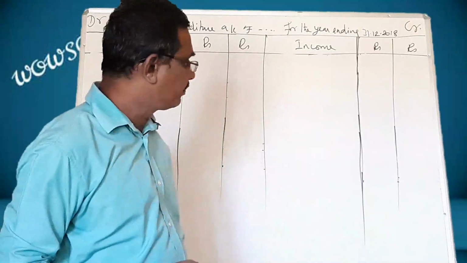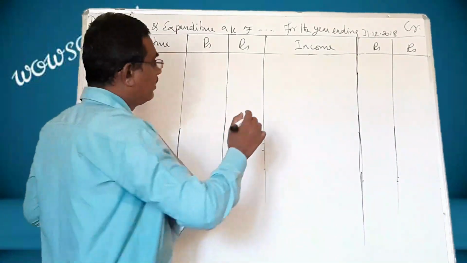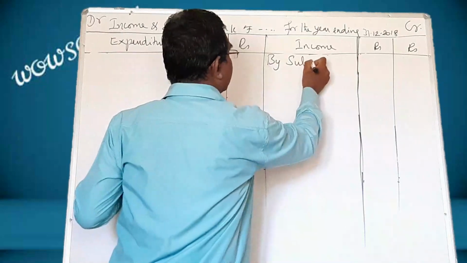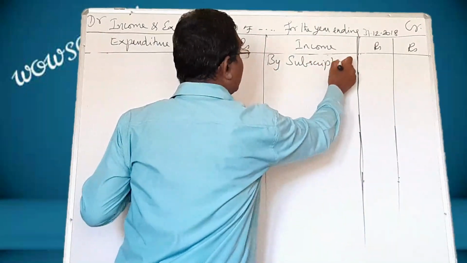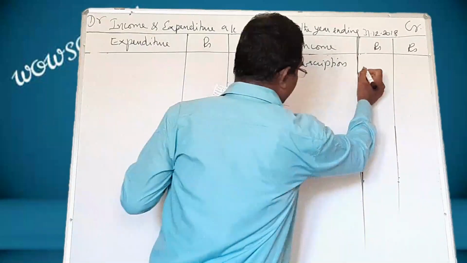Now, how to show? You have to come to the credit side. Why? It is an income. By subscription. Write the total amount collected. What is the total amount collected? 2,12,000.